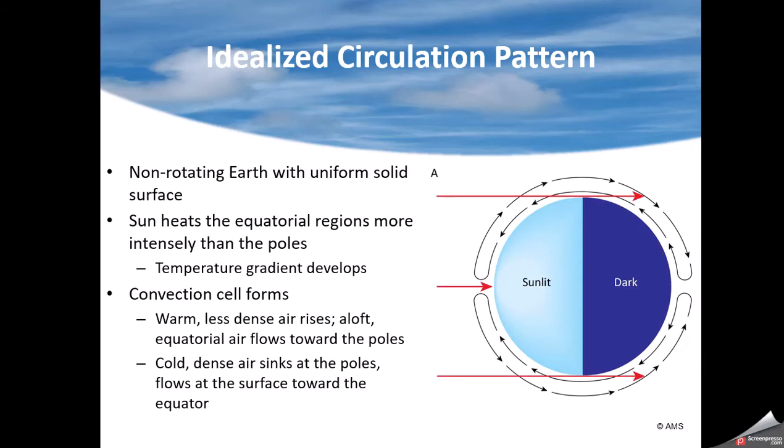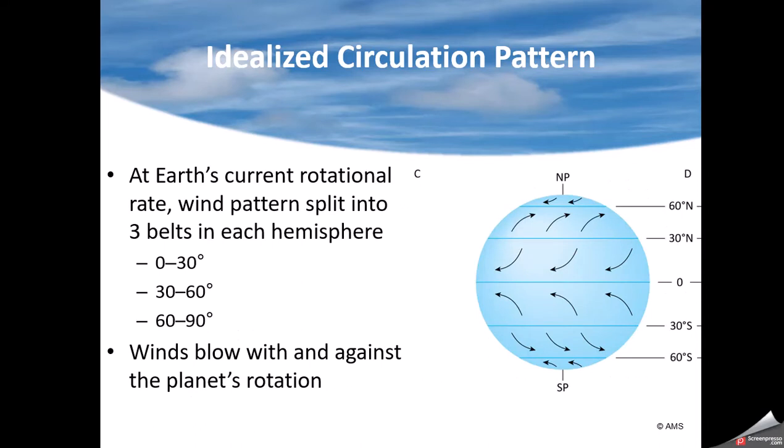So if you had a nice non-rotating Earth, which we don't, you would have one big circulation on the northern hemisphere. On one side, where it was dark, you would have cold air sinking, so that would be the coldest spot. On the other side, you'd have warm air rising, so you just have two big convective cells form. However, we don't have that. We have a rotating Earth.